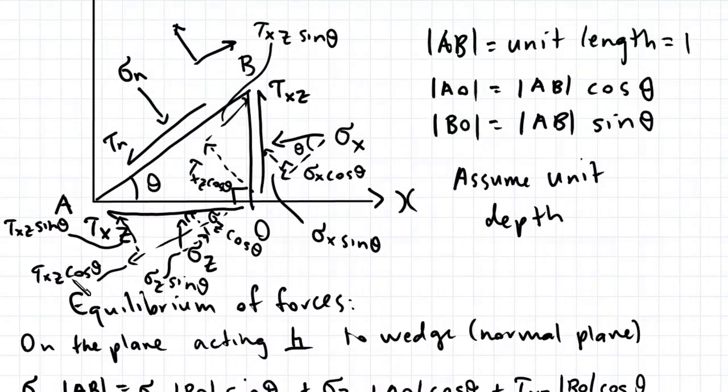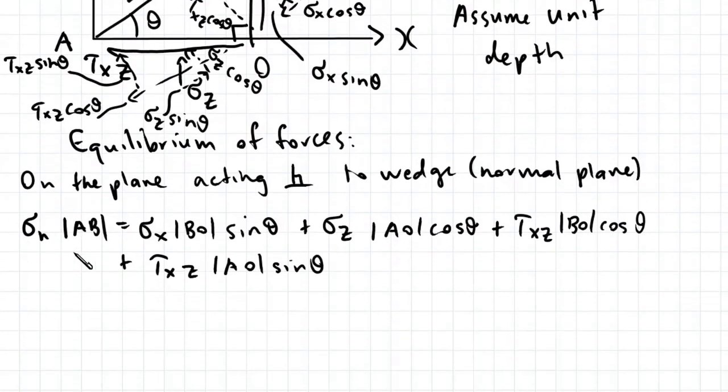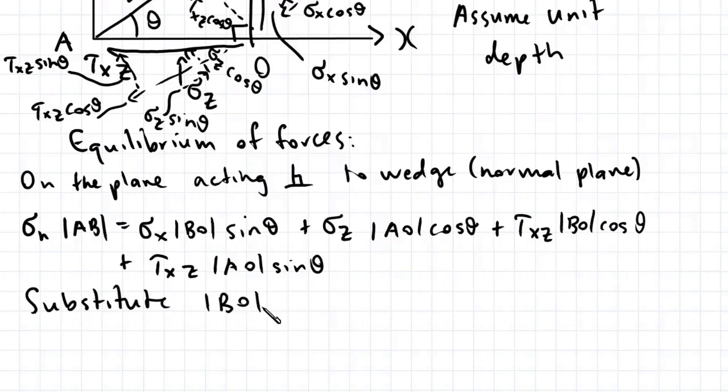And because we know AO equals AB cosine theta and BO equals AB sine theta, we can substitute these expressions into this expression here to convert all the lengths into AB. So substituting BO and AO, sorry, that should be B here.